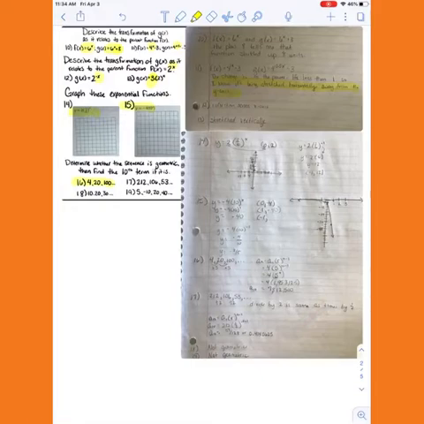Number 16, we're finding the 10th term if the sequence is geometric. So first thing I have to decide is if it's geometric or not. And what I did was I looked at what's happening to get from the one number to the next. Well, I can see that I times by 5 each time. So since it's multiplying, that tells me, yes, it is geometric. Then I just plug them into the formula.